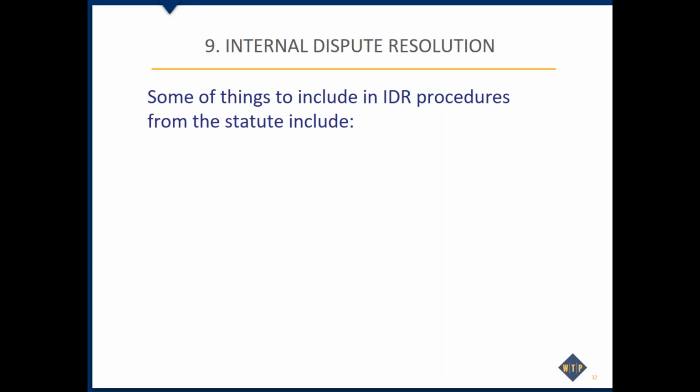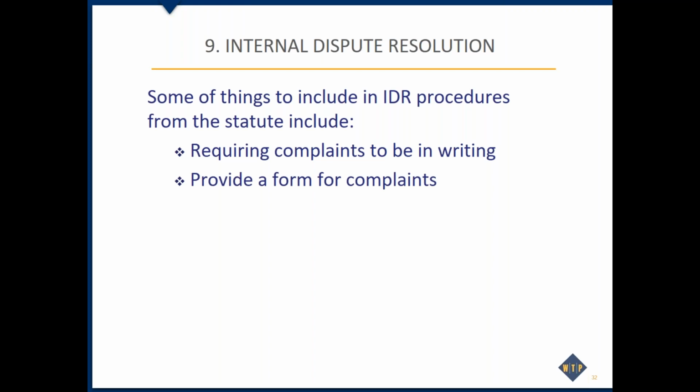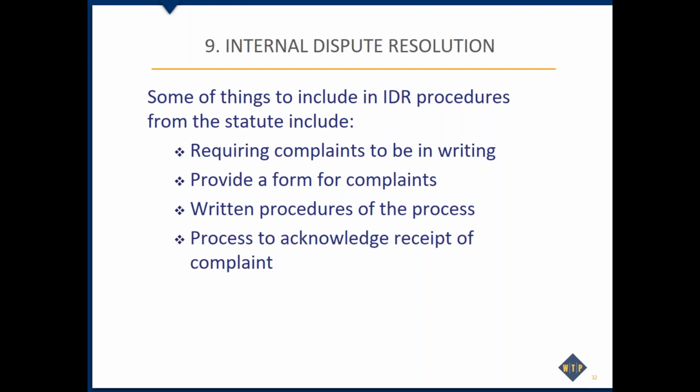So what should you put in it? These are some of the kinds of things you should see in your internal dispute resolution procedures. One, we recommend requiring all complaints to be in writing. You don't want to deal with telephone calls or anonymous tips. So preferably create a form for the submission of those complaints and require that owners use that form. Then have written procedures for the process. We recommend that you have a process by which you acknowledge receipt of the complaint so that you know the date by which the association received it.